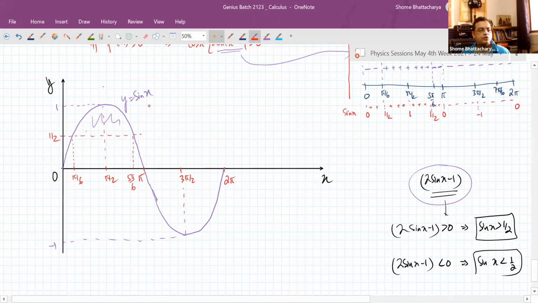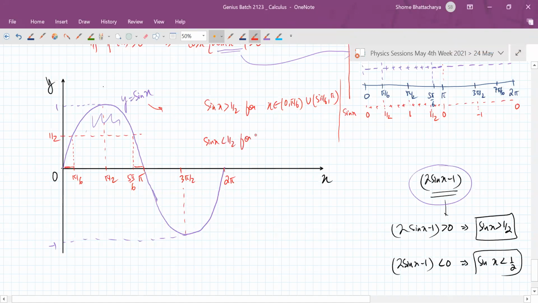So from this graph now, what we can understand is that sin x is greater than half for x belonging to this interval: 0 to pi by 6 union with 5 pi by 6 to pi. These two small intervals, this one here and this one. Whereas for all other values of x, you can see from 0 to 2 pi, sin x is less than half.